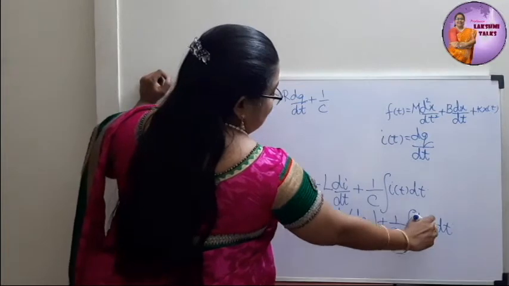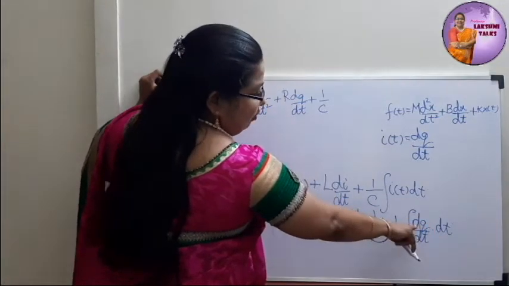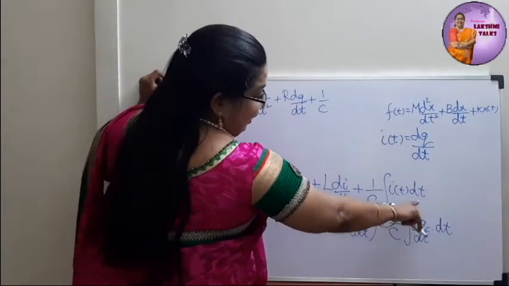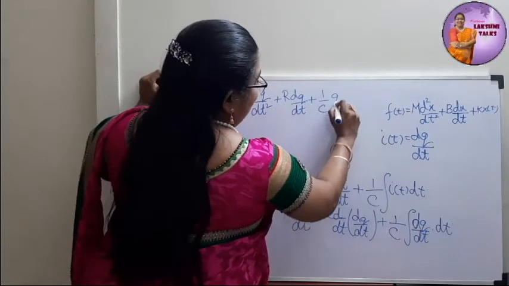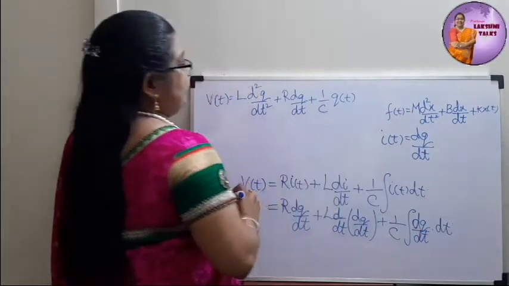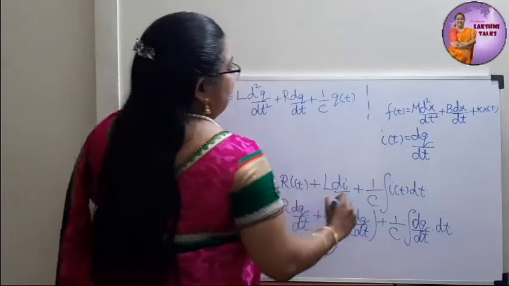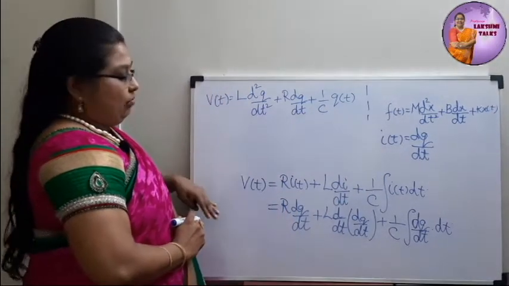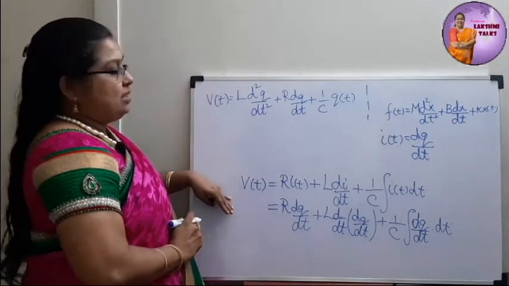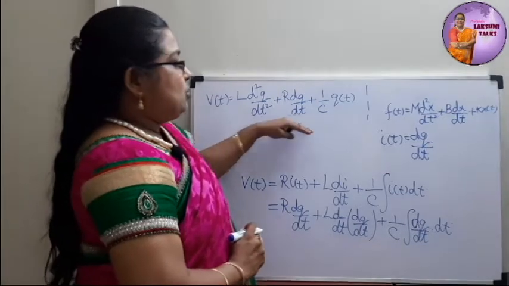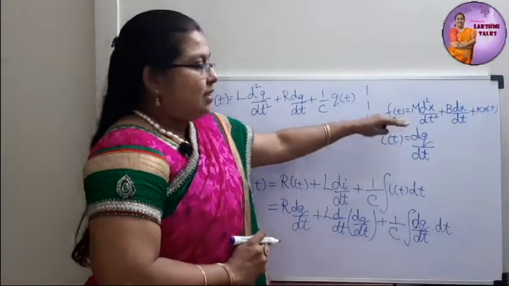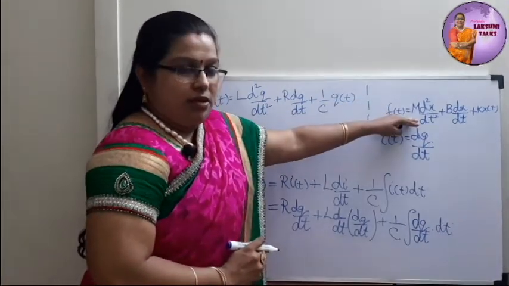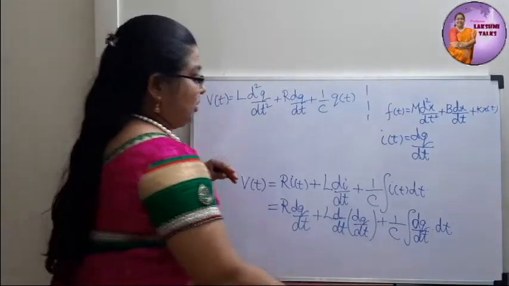See, dq by dt into dt. So, dt gets cancelled and you will have dq alone. Integral dq is nothing but q, right? So, q of t. So, this is the equation for a simple RLC in series. And now, these two are similar, right? This is also a second order equation, and this is a second order differential equation.